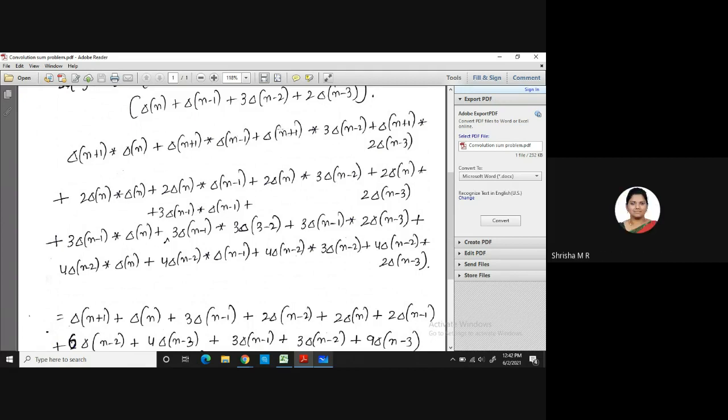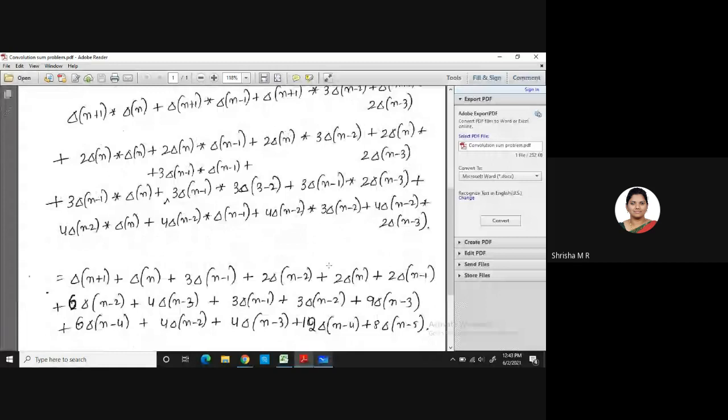So delta n plus 1 convolved with 3 times delta n minus 2 will be 3 times delta n minus 1. Correct? Following amplitude, you multiply 1 and 3 and add or subtract these delays. You have plus 1 minus 2, so that would be 3 times delta n minus 1. Similarly, delta of n plus 1 convolved with 2 times delta n minus 3 would be 2 times delta n minus 2. Right? 2 times delta n minus 2. Similarly, you multiply everything and you will get something like this.